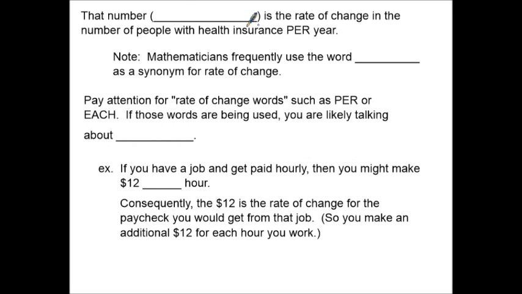Now that number we just came up with, the 2 million, is the rate of change in the number of people with health insurance per year. Notice each year we had 2 million more people with health insurance, and that trend continued. Mathematicians in a situation like this frequently use the word slope as a synonym for rate of change. As we're talking about various problems, pay attention to rate of change words such as per or each. If those words are being used, you are likely talking about slope.